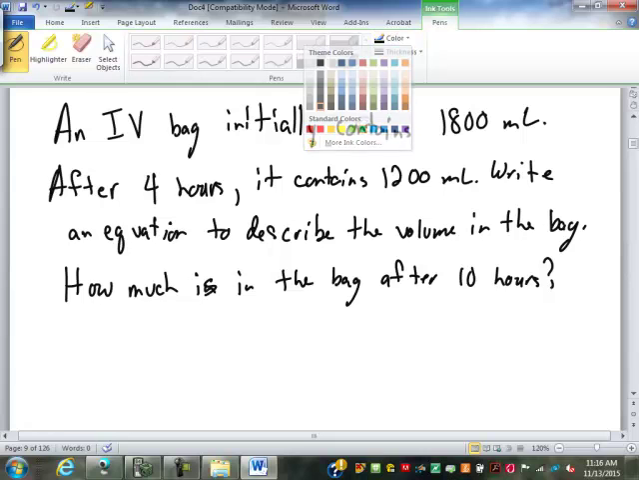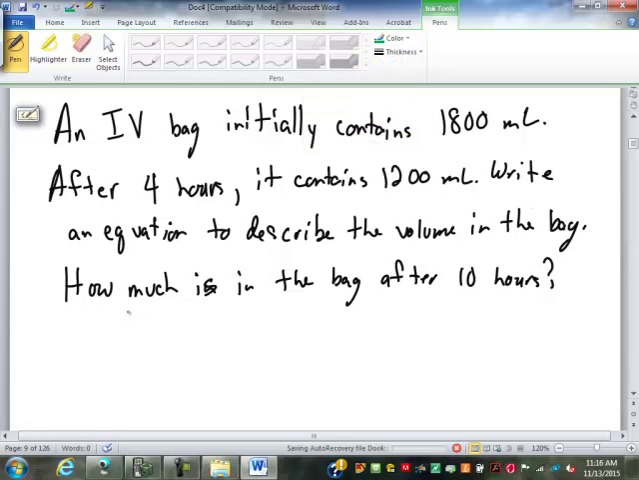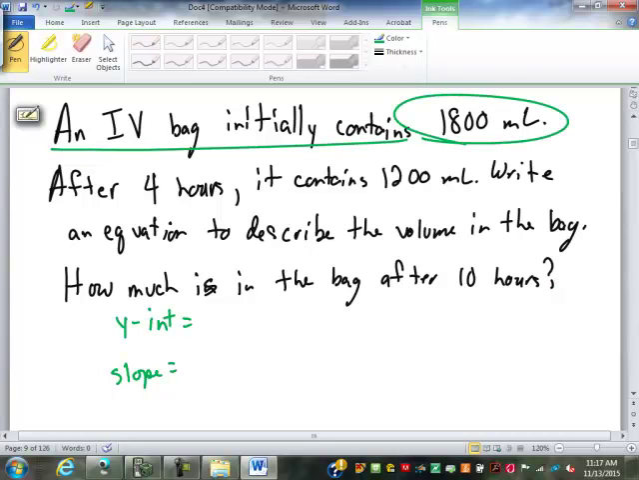So let's do this first part. Let's write the equation. First of all, there's two pieces of information we need for an equation. We need a y-intercept and we need a slope. Do we know the y-intercept of this? Well, what does a y-intercept describe? It describes a starting value at the time equals 0. Do we have a starting value here? Yeah. Initially, it contains 1,800 milliliters. So our y-intercept is 1,800 milliliters.